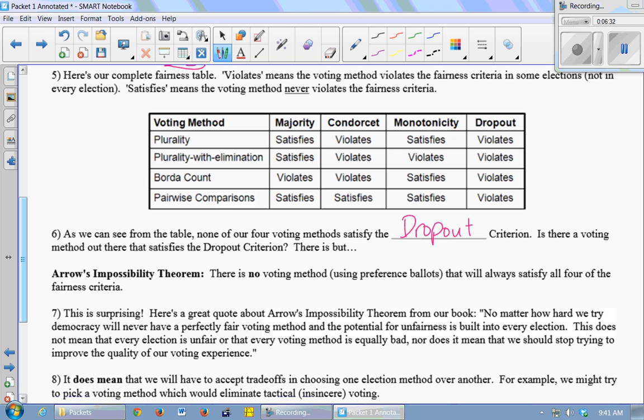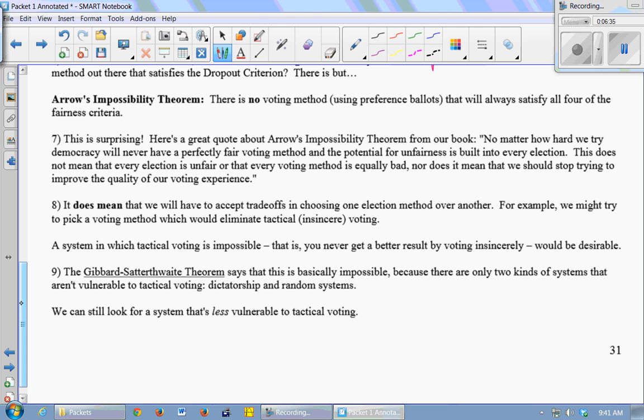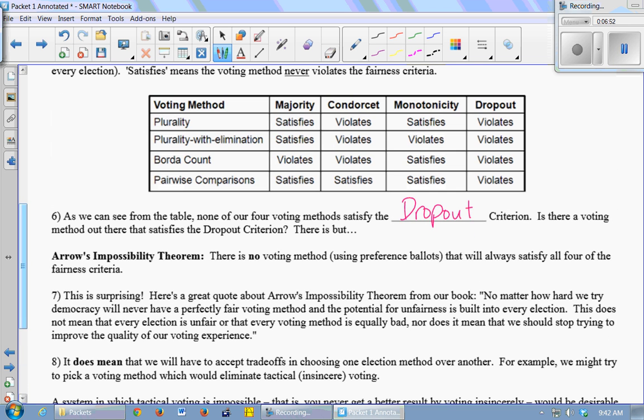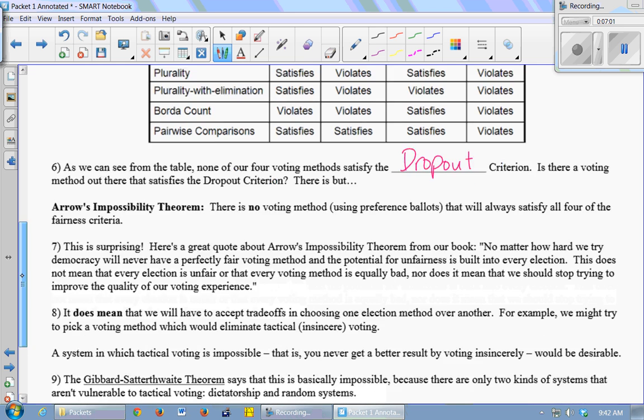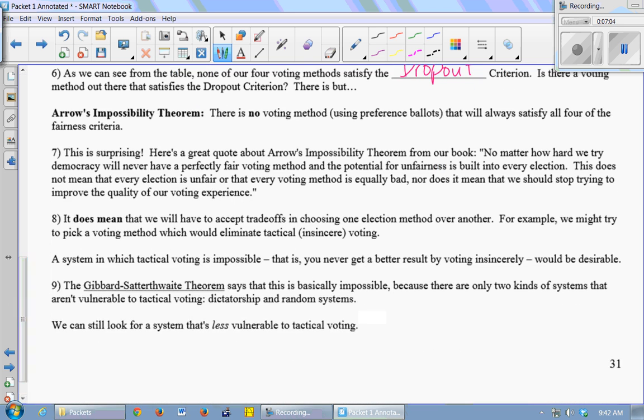But we have this little roadblock called Arrow's Impossibility Theorem. And it says that there is no voting method, if you use preference ballots, that will always satisfy all 4 of the fairness criteria. So if we devise something that satisfies the dropout criterion, it would violate one of the other 3. So there is no voting method that can satisfy all 4. This is pretty surprising, right? It means that it is inherently impossible to run a fair election all of the time.